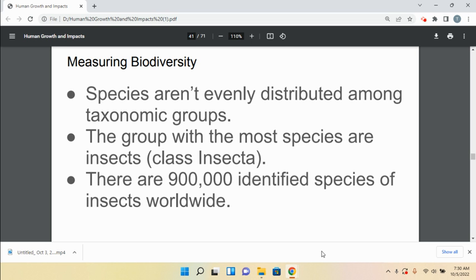The group with the most species are the insects, class Insecta. There are 900,000 identified species of insects worldwide. Far and away, it is the largest group of organisms on the planet. We like to think of humans as being the dominant species on the planet. We would love it if mammals like ourselves were the dominant species, but the fact of the matter is there's more bugs than anything else.